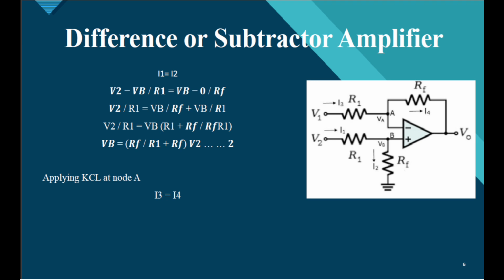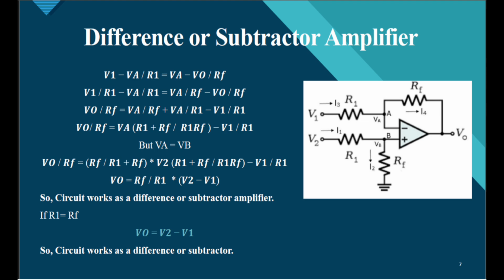Now apply KCL at node A. So it would be I3 is equal to I4. So (V1 minus VA)/R1 is equal to (VA minus V naught)/RF. So we can write V1/R1 minus VA/R1 is equal to VA/RF minus V naught/RF. So we can also write V naught/RF is equal to VA/RF plus VA/R1 minus V1/R1. So it would be V naught/RF is equal to, taking VA common and taking the LCM of 1/RF plus 1/R1, VA into (R1 plus RF)/(R1 RF) minus V1/R1.